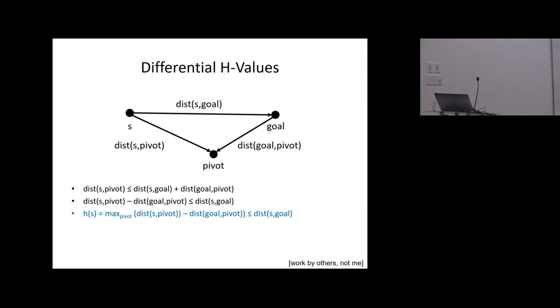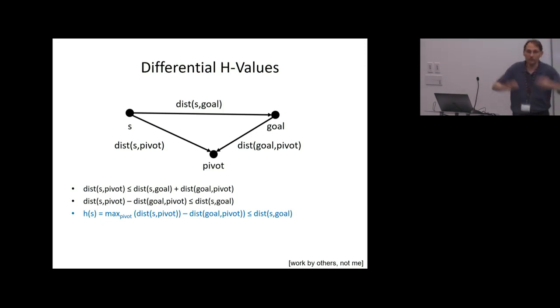So this one needs to be large, and this one needs to be small. That's, for example, the case if you choose to pivot in this region, or on this line here in general. But you chose it in the pre-processing phase when you didn't know where the start and the goal would be. You just knew where the map was. So you can't choose a good pivot. So how do you get around that problem?